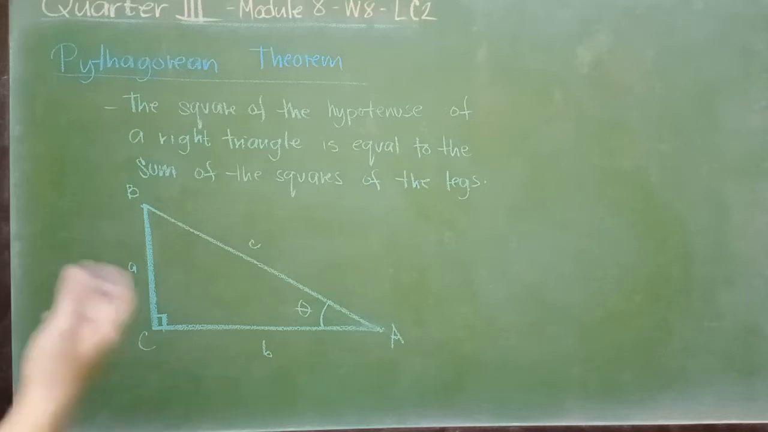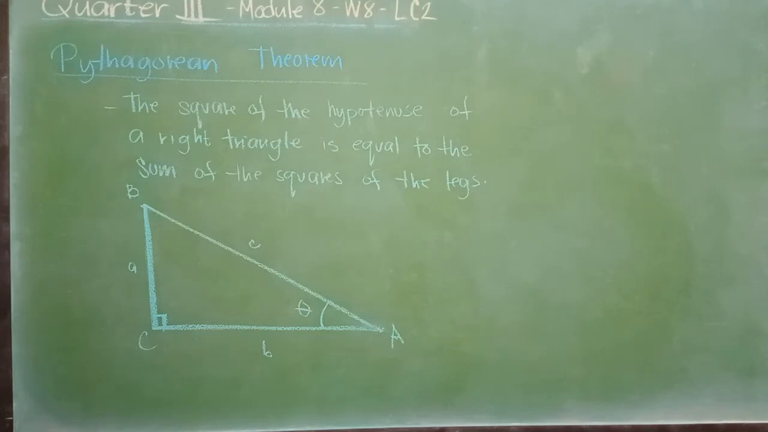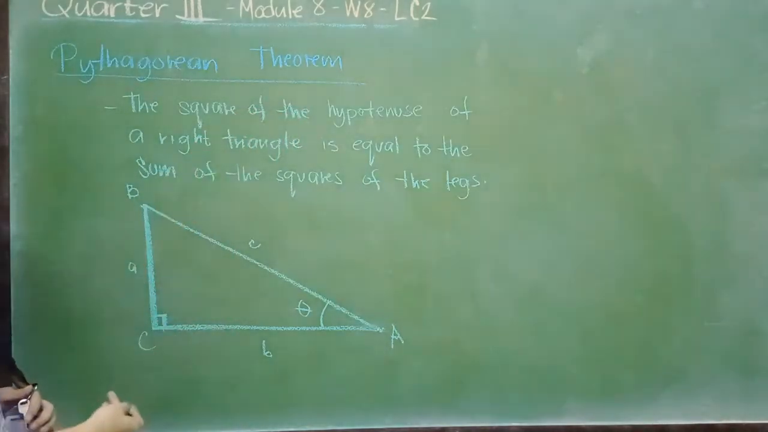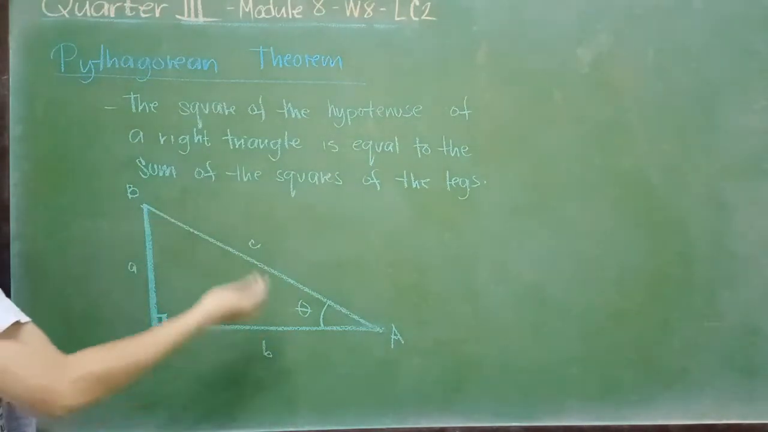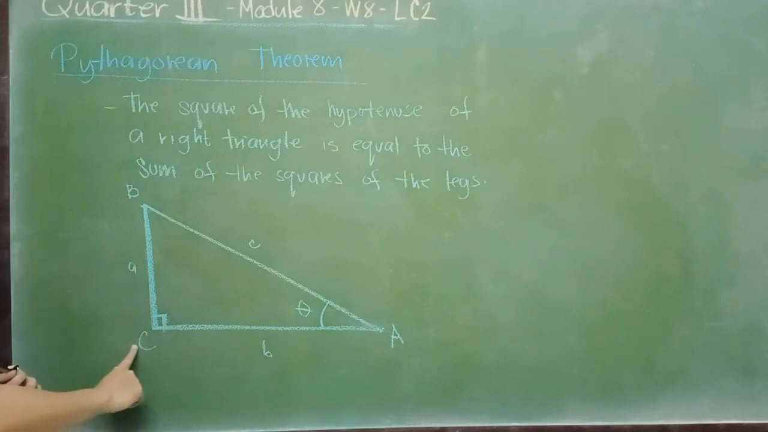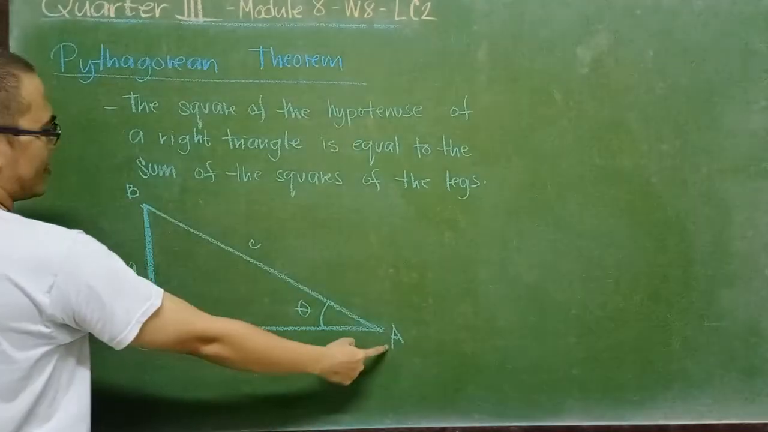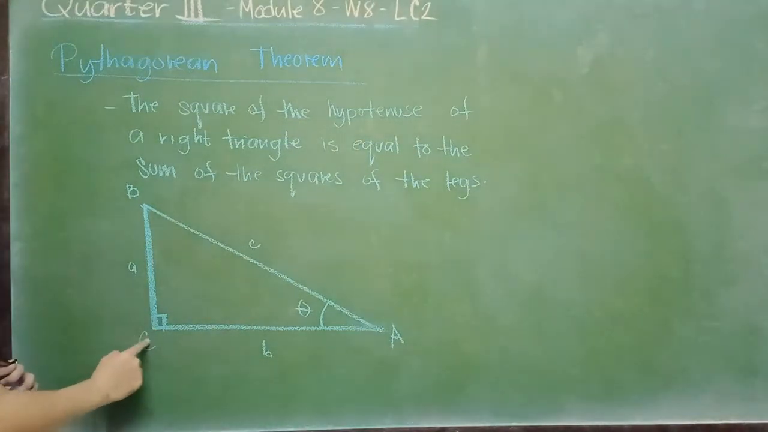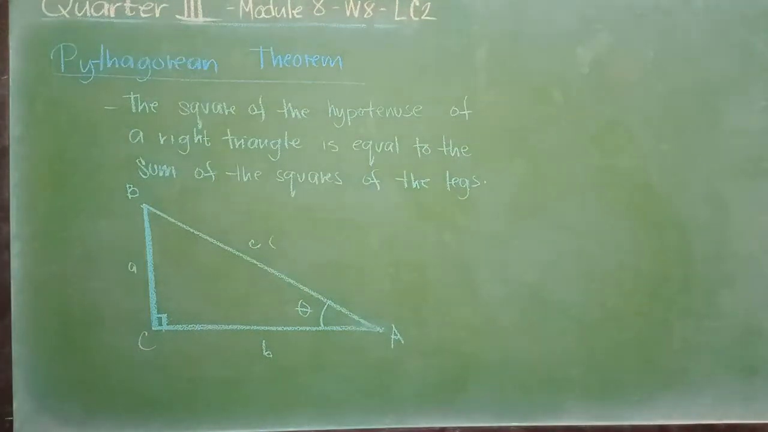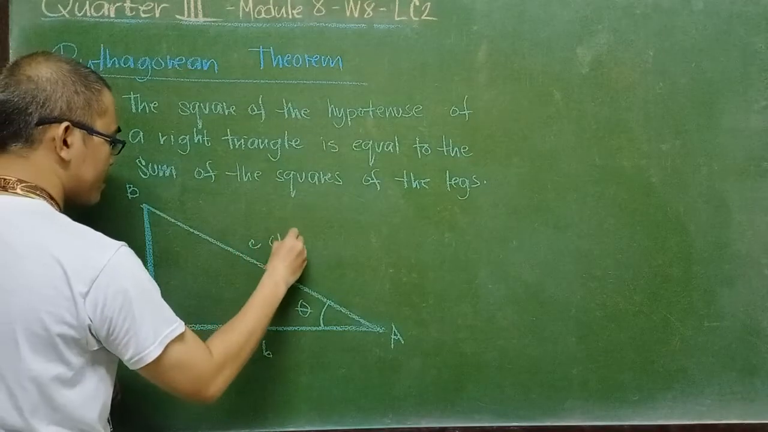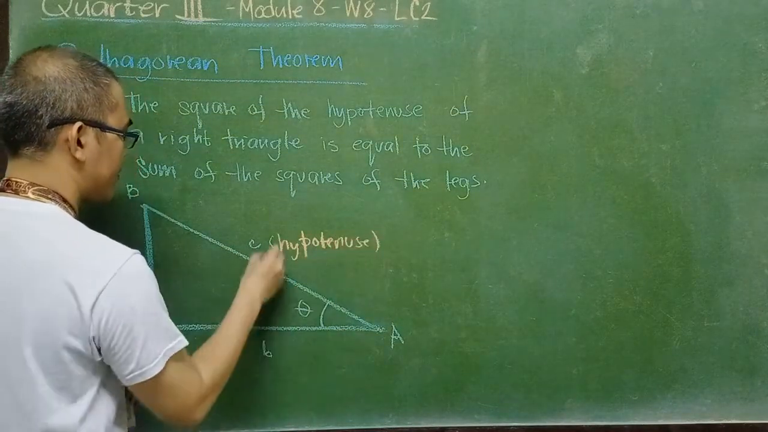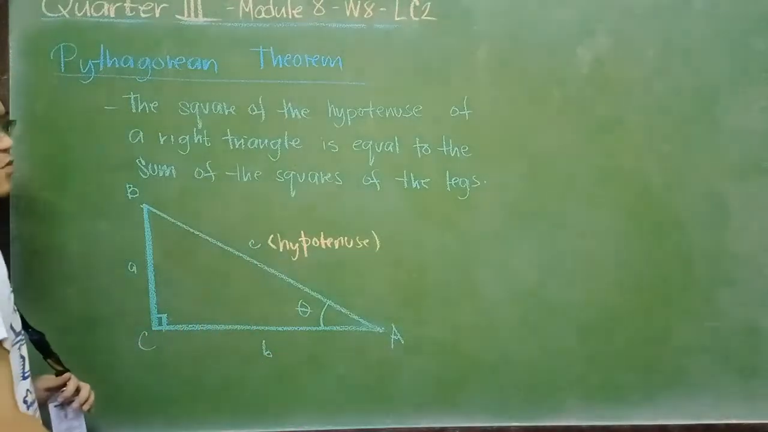So, i-discuss muna natin yung parts ng isang right triangle para malaman natin ano ba yung hypotenuse, ano yung mga legs. So, this is an example of a right triangle wherein yung C natin siya yung right angle, and then you have angle B, and then angle A. And then, opposite doon sa angle C will be yung side C, ito yung tinatawag natin hypotenuse. Yung pinakamahabang side siya yung hypotenuse.